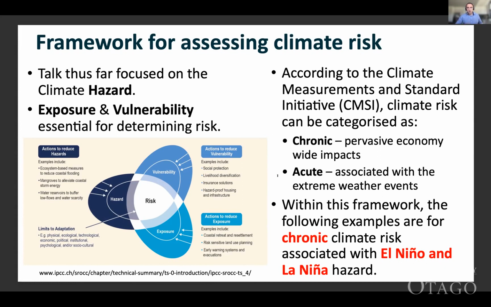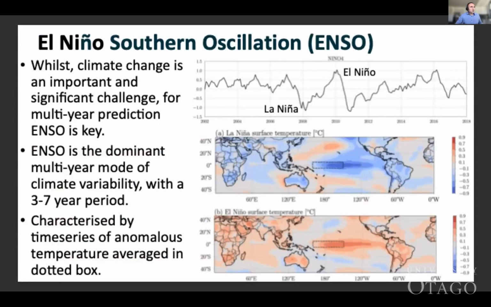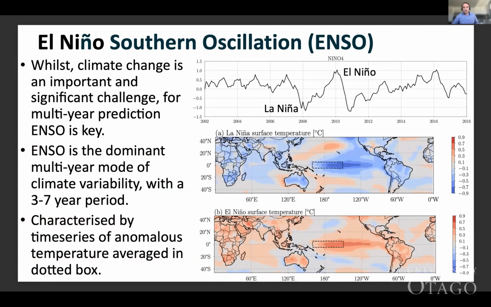Within this framework, the two examples that I'm going to talk about today are that of how chronic climate risk associated with the hazard of El Nino and La Nina influence both financial markets and also the healthcare sector in Australia. Before I get onto that, though, I thought I might just explain what the El Nino Southern Oscillation, or the El Nino La Nina cycle, actually is, for those who might not be familiar.